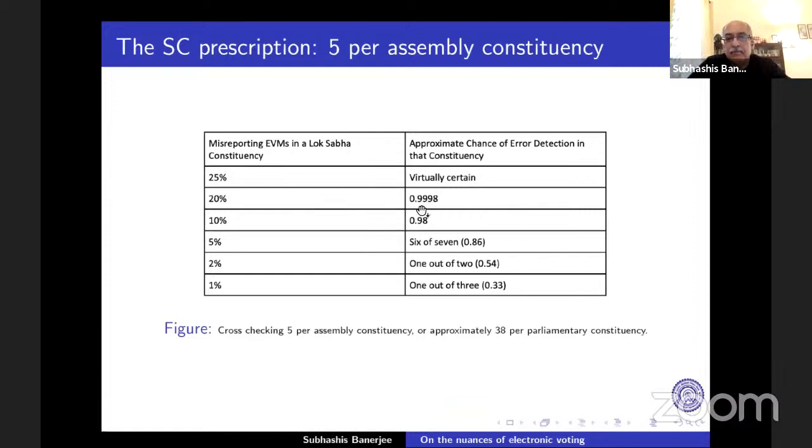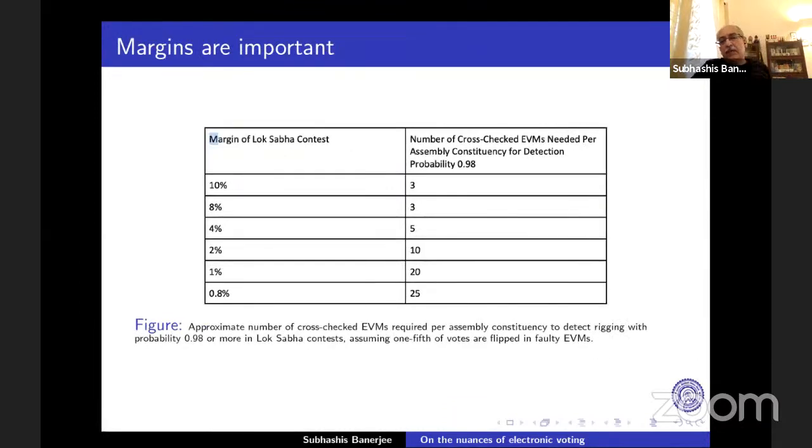So suppose, cross-checking 5 per assembly constituency or approximately 38 per parliamentary constituency, if there are 25% EVMs that are wrong, that are hacked, right? You will catch it with a virtual certainty. But if there is only 1% of the EVMs that are hacked, your probability of catching it is only 0.33. Right? So with an overwhelming probability of 0.67, you will miss the fact that the EVMs have been hacked. Right? So this sampling is incorrect. If my second year student gave this sampling strategy, I would have given the student a 0 in the exam, but it stands.